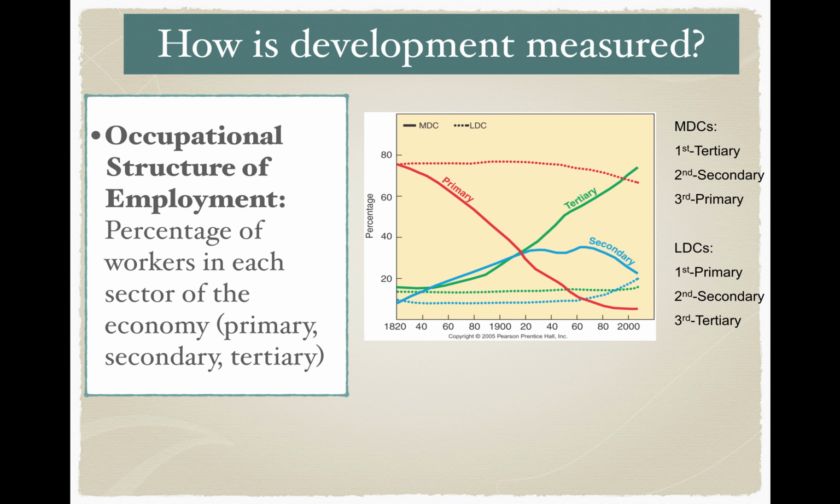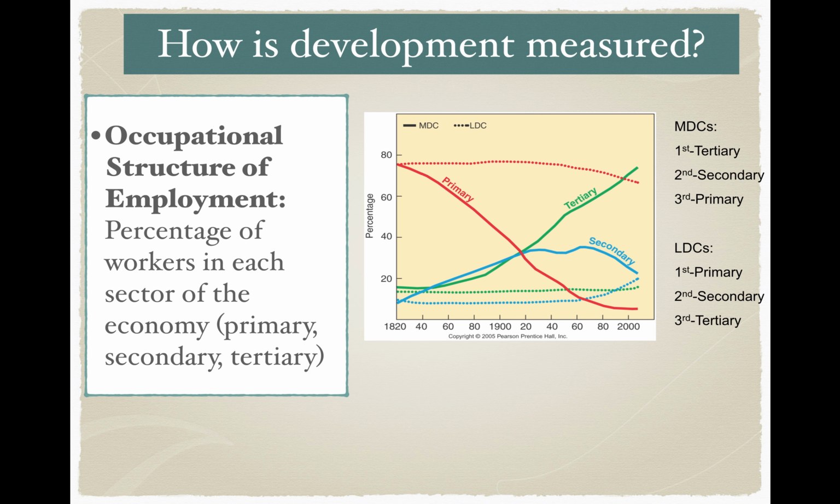Another measure of development is called the occupational structure of development. We already talked about this, and this is pretty basic and straightforward. This is the percentage of the workers in each sector of the economy. Of course, in an LDC, the majority of the people will work in the primary sector. Secondly, there'll be some people in the secondary sector, and there'll be very few people in the tertiary sector.